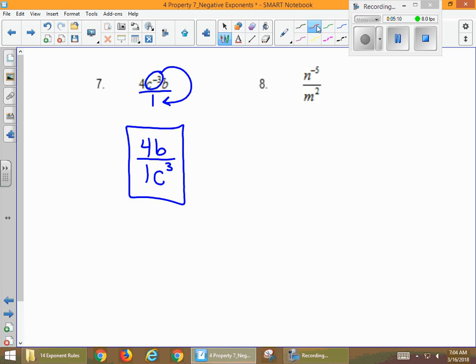Number 8, I'm going to circle my negative exponent. I'm going to move it to the other side of the fraction. And when I move it down there, my exponent is going to change sign. So it's negative, so it's going to become positive. The m squared was already down there. I'm going to move the n to the 5th and make the exponent positive. Now, if we're moving to the bottom of the fraction, you have to have that 1 at the top of the fraction as a placeholder. And that's fully simplified.